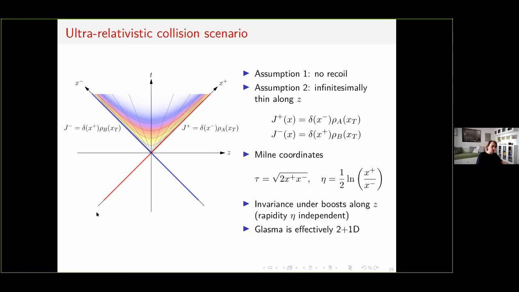Then it makes sense to introduce other coordinates for the forward light cone, so proper time and rapidity, because these two assumptions together basically tell you that your system is now boost invariant. So since everything is already moving at the speed of light and it's infinitesimally thin, you can apply boosts along the z-axis, nothing actually changes. So this also means that the field that is produced in the forward light cone cannot change under boost. So that means it has to be rapidity independent. And that's why it's called 2+1D Glasma. So of course it's actually a three-dimensional thing, but since it doesn't depend on rapidity, we can say it's effectively 2+1 dimensional.